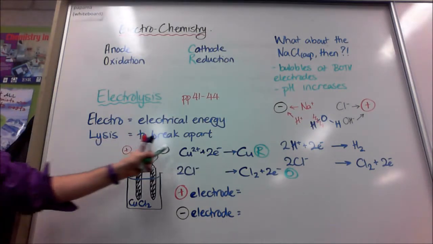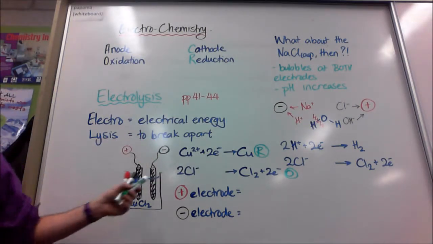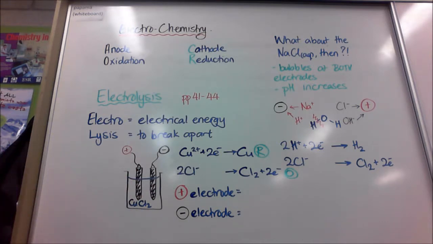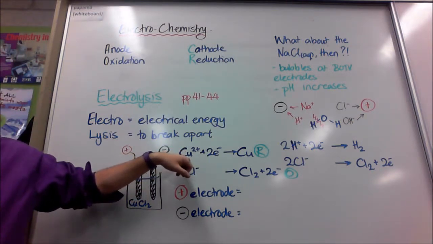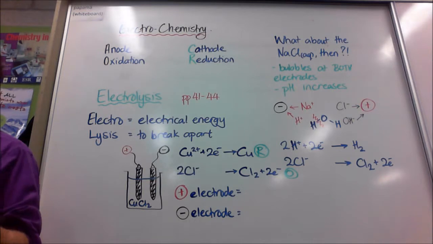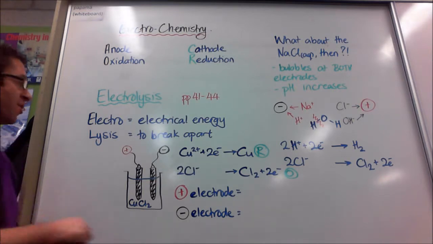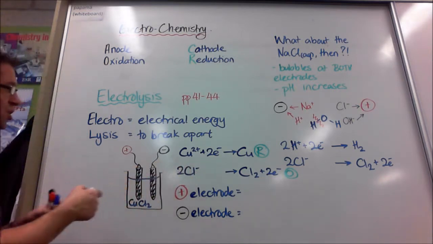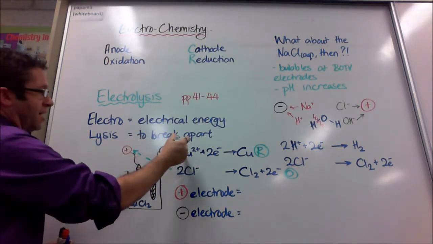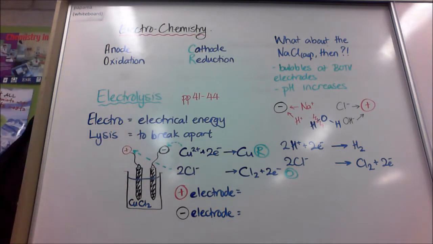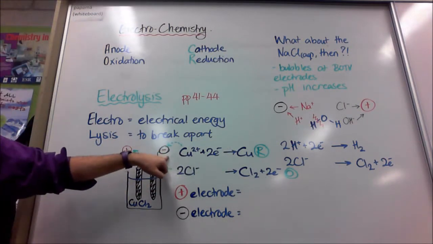Now, which of those would be attracted to a positive electrode in the solution? Well, there we look at the charges of what we started with. We started with a chloride ion and a copper 2 ion. Their charges give away what they would be attracted to. Opposites attract. So the chloride is attracted to the positive. The copper is attracted to the negative. So therefore, in electrolysis, the reduction is happening at the negative electrode.